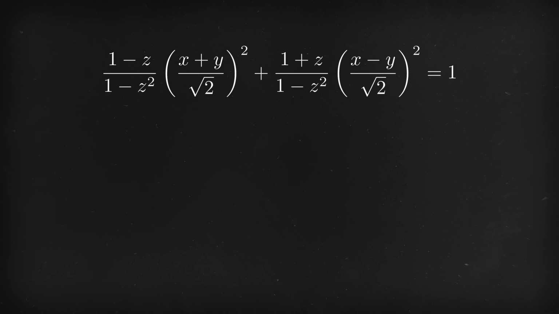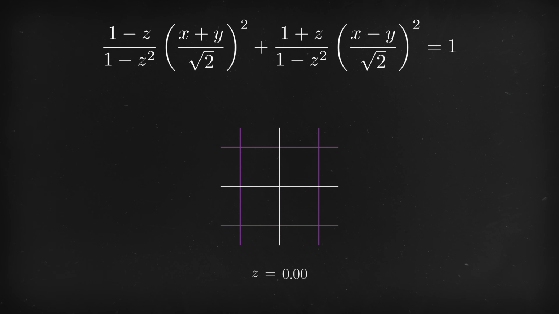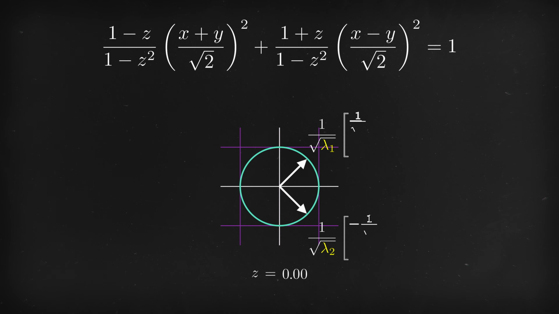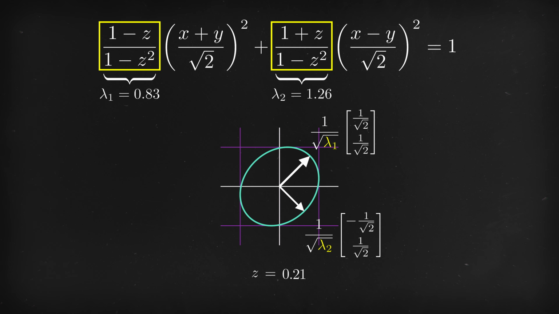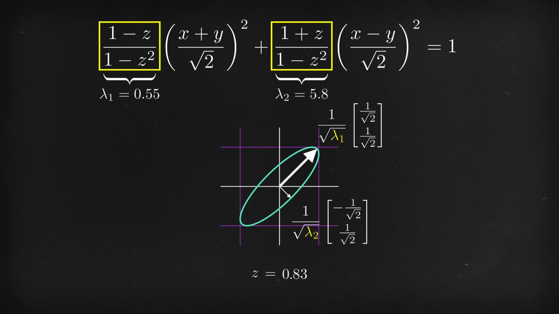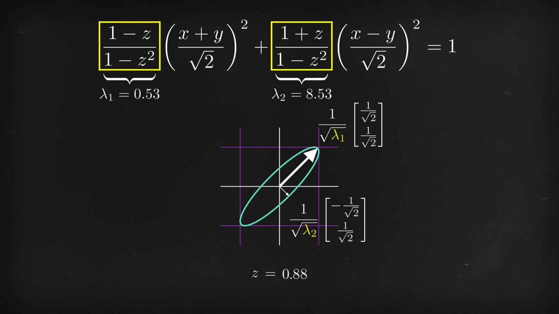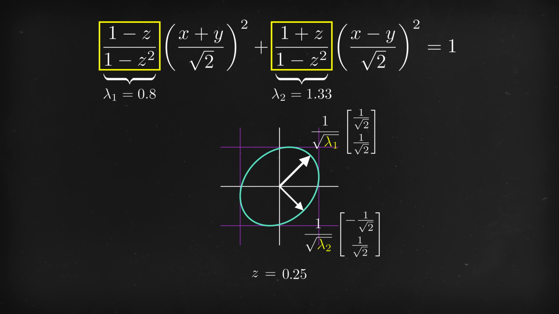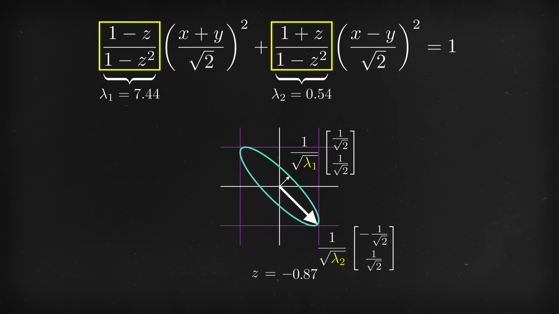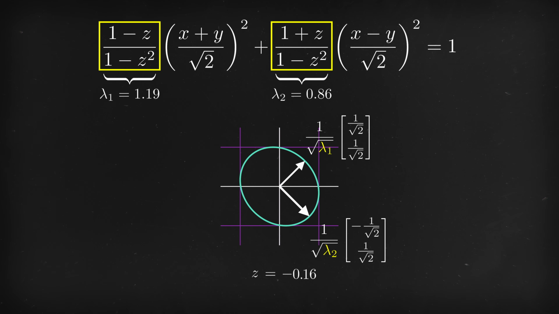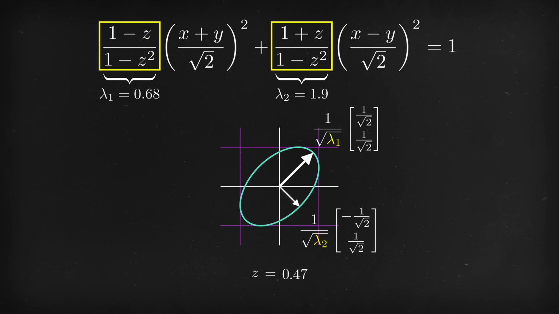Check out this animation for a clearer picture. As you watch, notice that the larger the eigenvalue, the shorter the axis length. The expressions inside the squares are the projections of xy onto each eigenvector. The ellipse equation then scales these projections by the corresponding eigenvalues, meaning each projected coordinate can be at most the square root of the reciprocal of that eigenvalue.